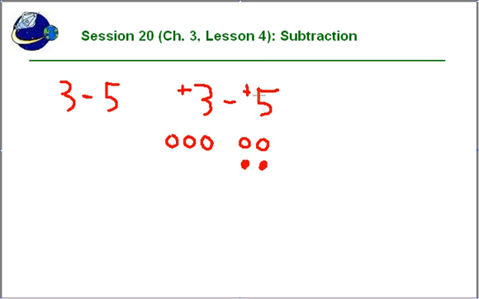Now, let's go up here and subtract, take away the 5 particles. There's the first, the second, the third, the fourth, and the fifth. What are we left with after we have subtracted out those 5 particles? What we're left with are 2 antiparticles. And as far as the number goes, what do those 2 antiparticles represent? They represent the number minus 2. So we can see that 3 minus 5 is in fact minus 2.